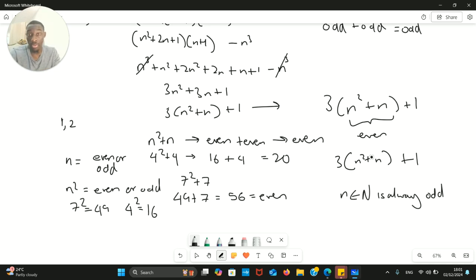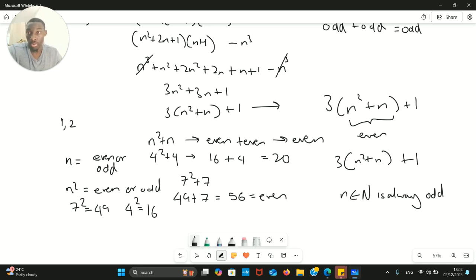And you can even try this with any number you can think of. So if you have 5 squared plus 5, that's going to give you 25 plus 5, which is 30. Now 30 is even. Odd times an even is going to give you an even number. So 3 times 30 is 90. When you add 1, because the number that comes after an even number is odd, you're always going to get an odd number.